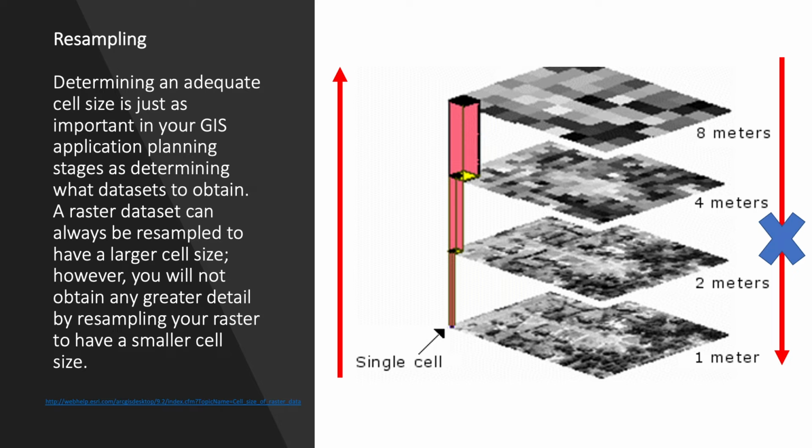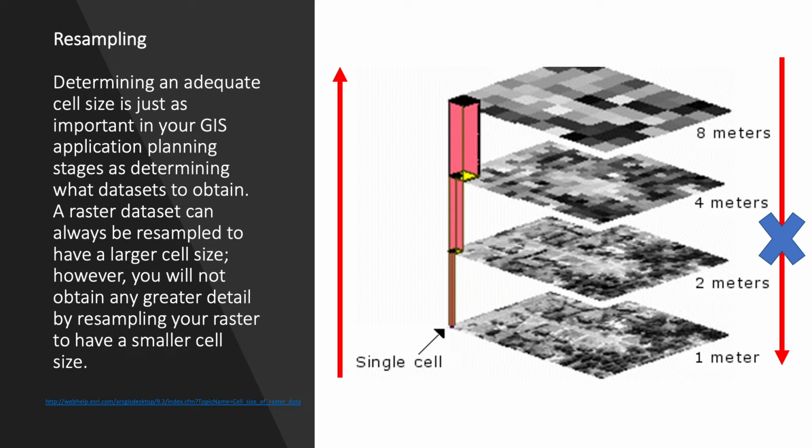The process of changing the cell size of a raster data is called resampling. Resampling is a very useful technique when we want to aggregate data. Therefore, it is usually used for conversion of smaller cell sizes to bigger cell sizes.